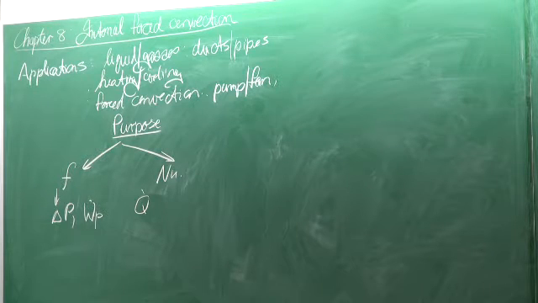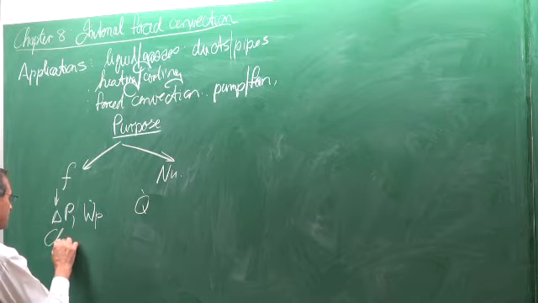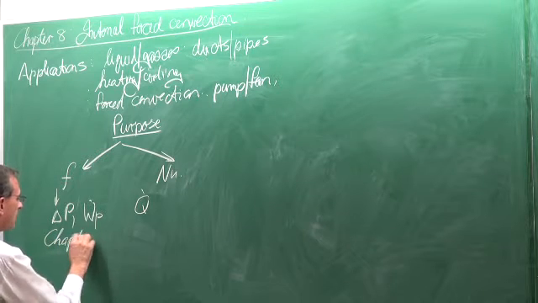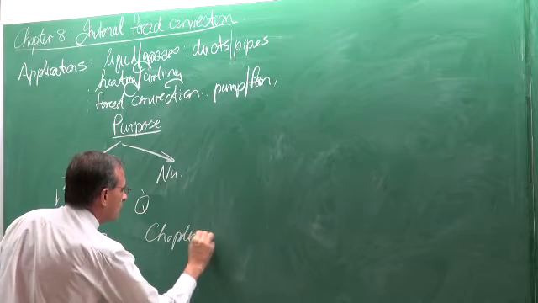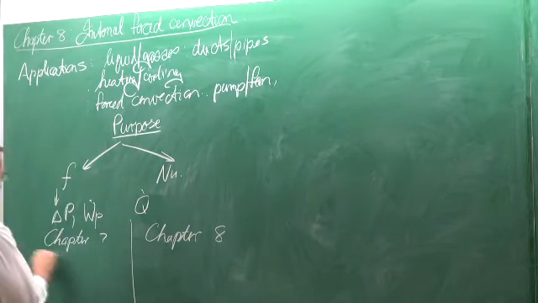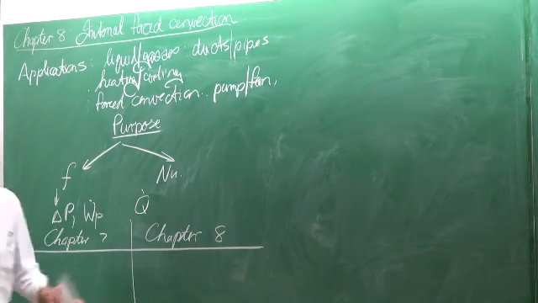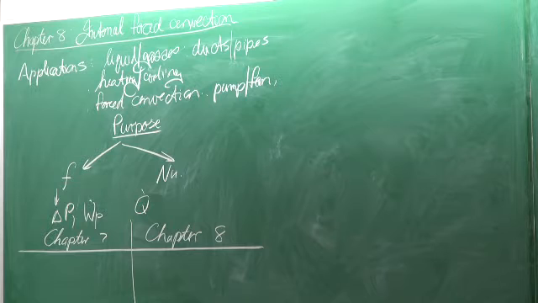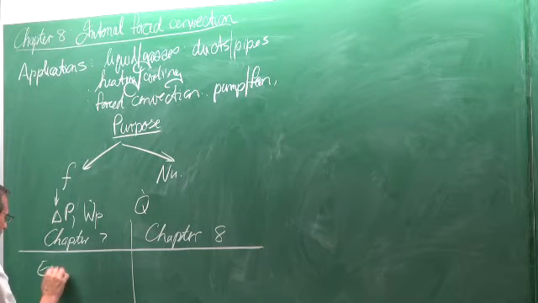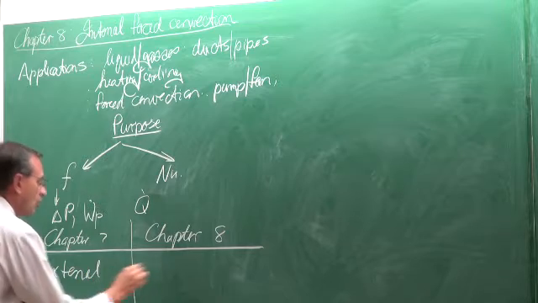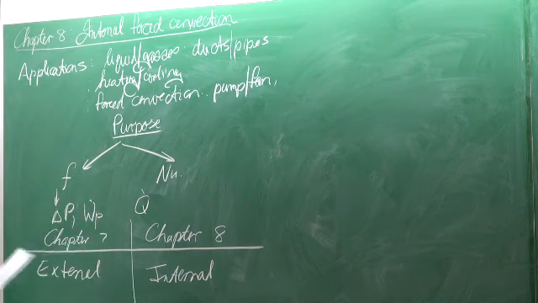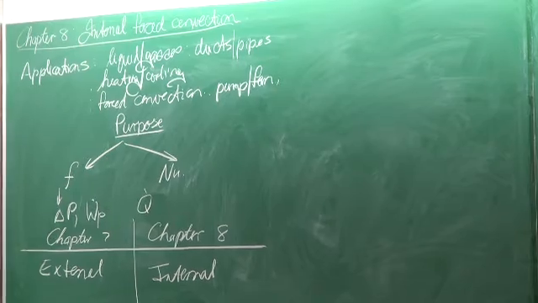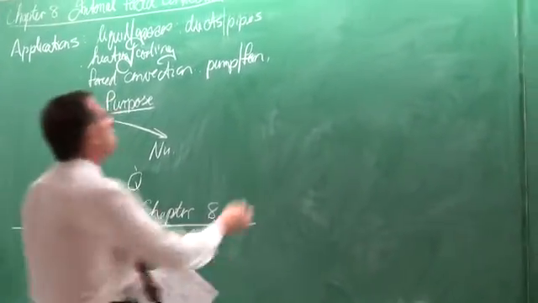Now in chapters 7 and 8, the question can be asked: what is the difference between the two chapters? Both of them are on forced convection. Well, chapter 7 was on external forced convection, while chapter 8 will be on internal forced convection. Now again, so what? Why is that so important?